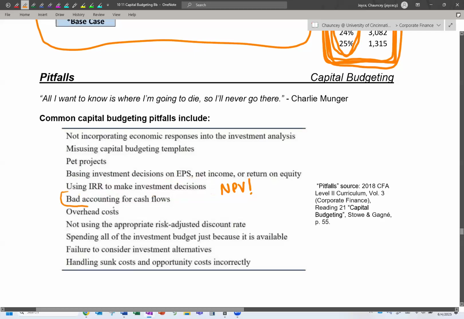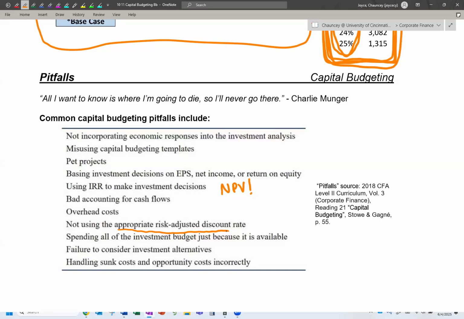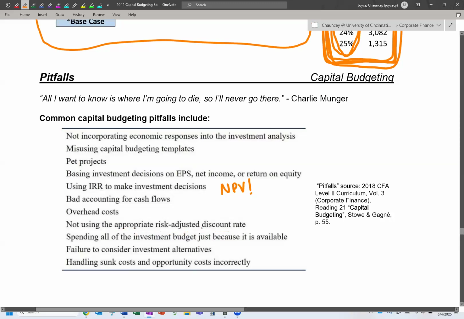Bad accounting for cash flows. If the accounting's wrong, the cash flows are also probably going to be wrong because we make adjustments to those accounting numbers to get to cash flow. Misallocating overhead costs or not incorporating them, not using the appropriate discount rate. I've talked to you before that you could change that number to get a different answer, but not using the appropriate risk adjusted discount rate. A lot of people use the weighted average cost of capital to discount a project, but that only works when the risk of the firm matches the risk of the capital budgeting project itself, which is very, very rare.